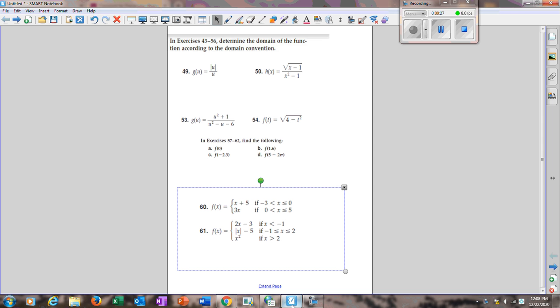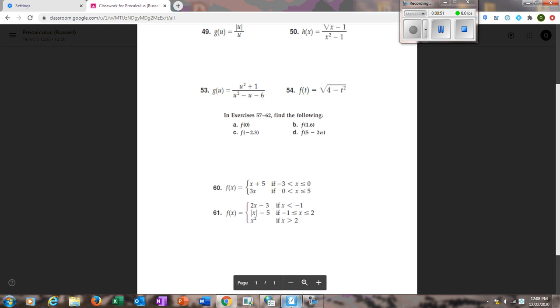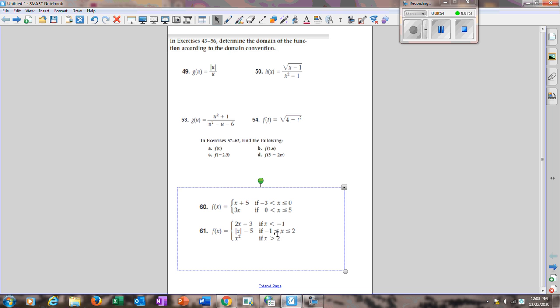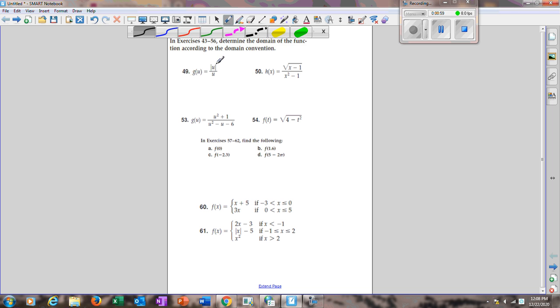So looking at this one, number 49, we need to determine the domain of the function according to the domain convention. We talked about there are certain things that will restrict a domain, one of which is dividing by a 0. The other one is when we start looking at square roots, because we can't take the square root of a negative number. Here, we are looking at the absolute value of u divided by u, so I can't divide by a 0.